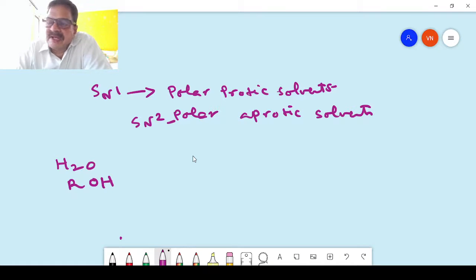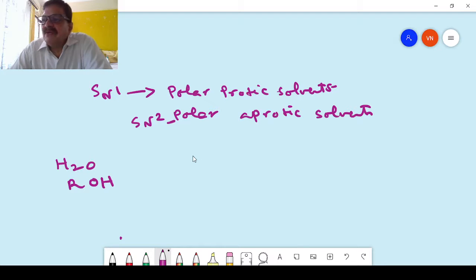The carbocation is solvated by ion-dipole interaction with the protic solvents, and the leaving group is solvated by hydrogen bonding, as we have seen. These interactions stabilize the reactive intermediate. Polar protic solvent is generally needed for Sn1 reactions, because the stability of the carbocation is a very important point. Therefore, in Sn1 reactions we use only polar protic solvents.